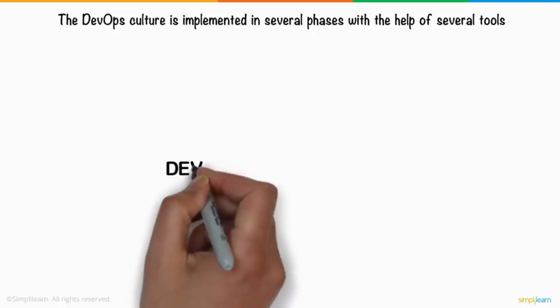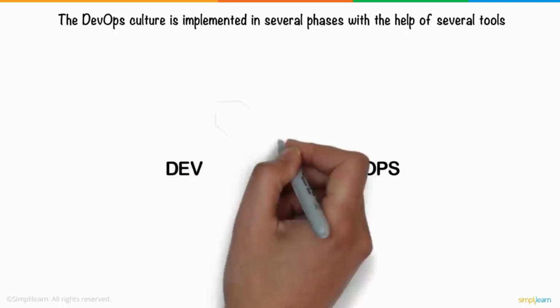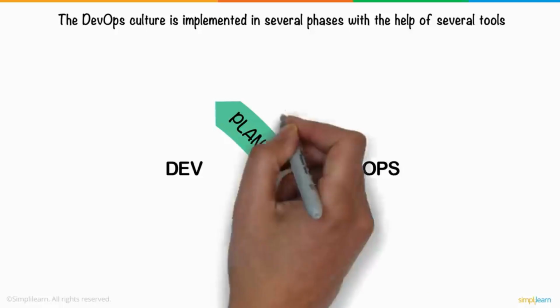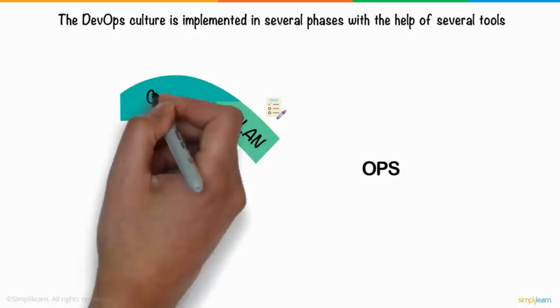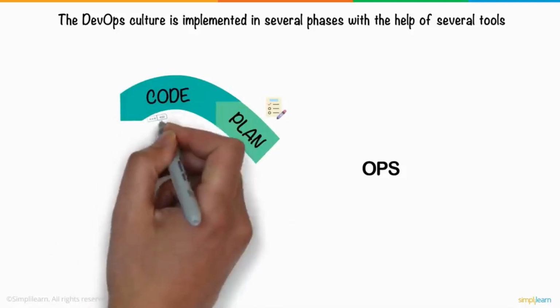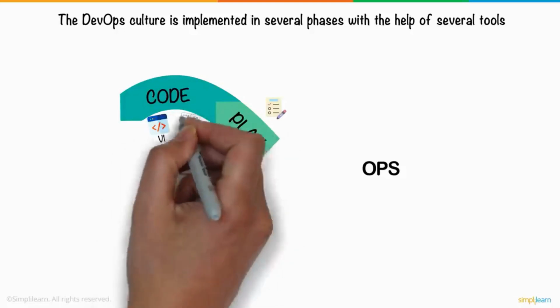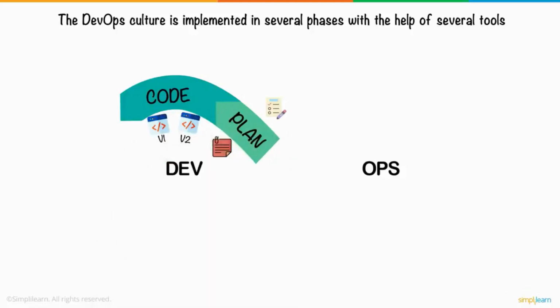The first phase is the planning phase, where the development team puts down a plan, keeping in mind the application objectives that are to be delivered to the customer. Once the plan is made, the coding begins. The development team works on the same code, and different versions of the code are stored into a repository with the help of tools like Git and merged when required. This process is called version control. The code is then made executable with tools like Maven and Gradle in the build stage.